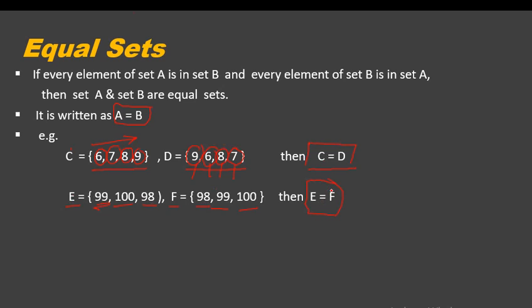Let's take another example. Here we have set X and set Y. In X we have two elements, -5 and 5. In Y there are also the same elements, that is -5 and 5. So the elements are the same. So we say set X is equal to set Y.